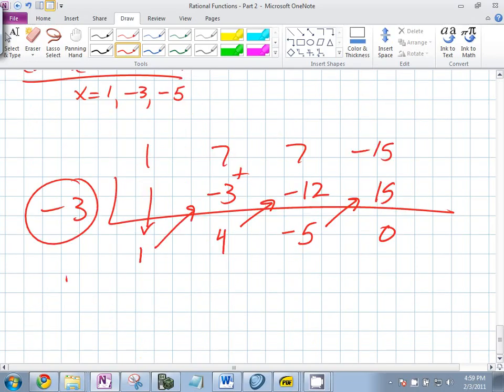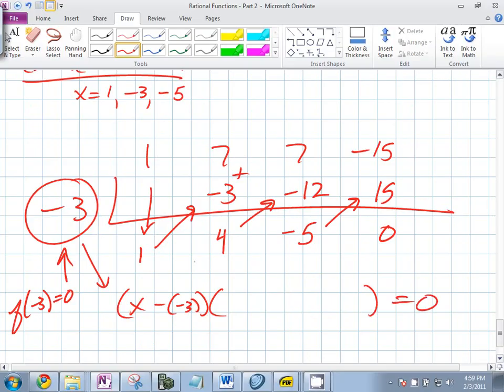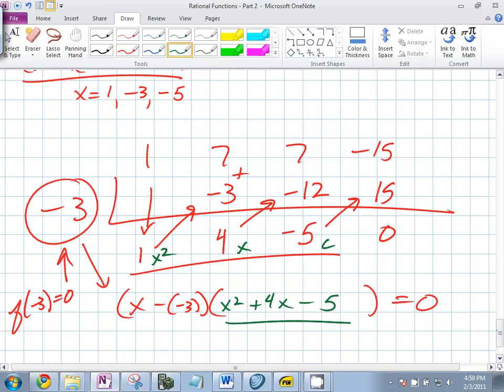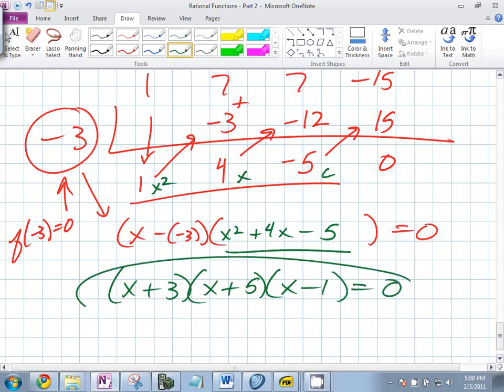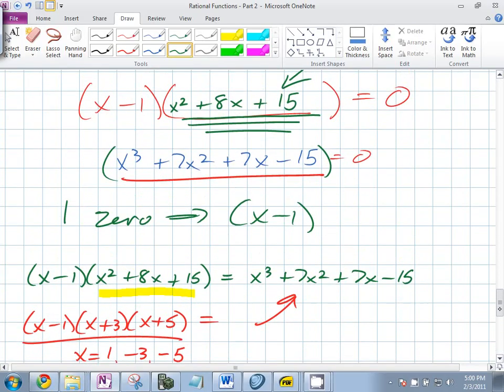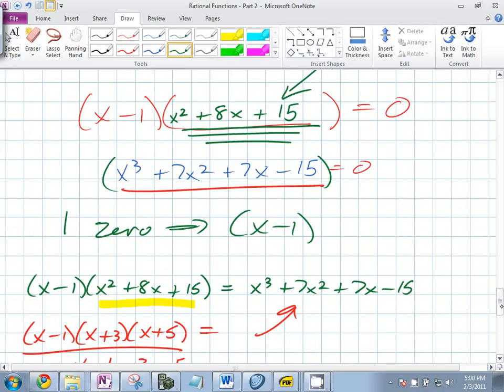Because we now know that f of negative 3 is 0, we know that x minus negative 3 is a factor, and what's left here? These coefficients, which are, remember, the constant, the x, and the x squared. So that's x squared plus 4x minus 5. Is this factorable? Well, this turns into x plus 3, and it turns into x plus 5, x minus 1. Does that look familiar? It should. That right there is identical to what we came out to be right here.